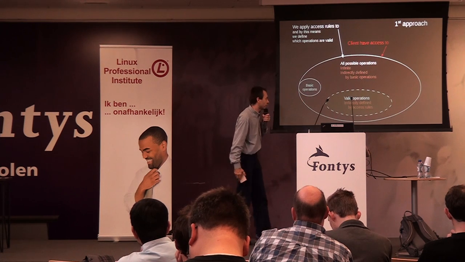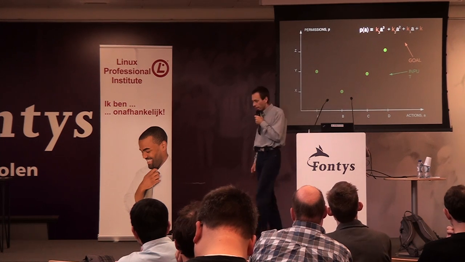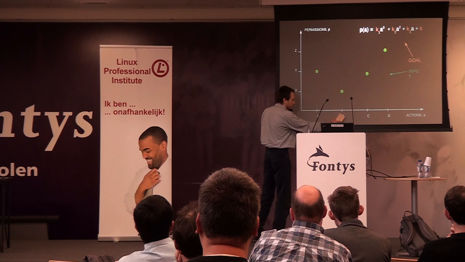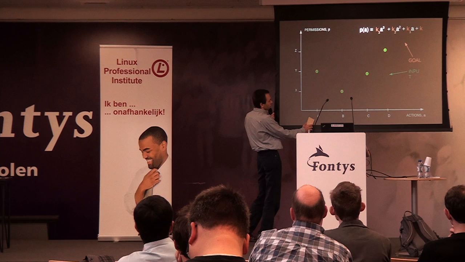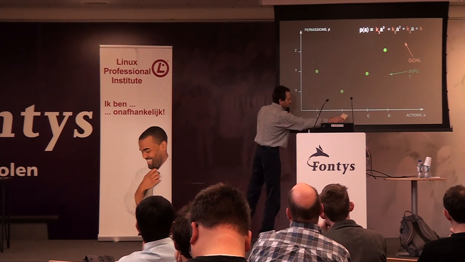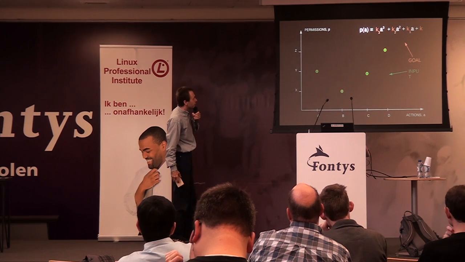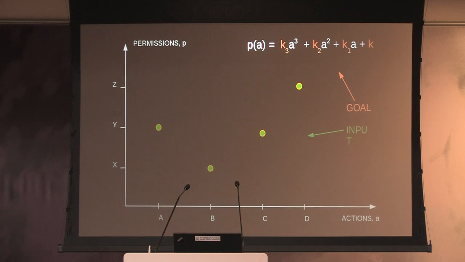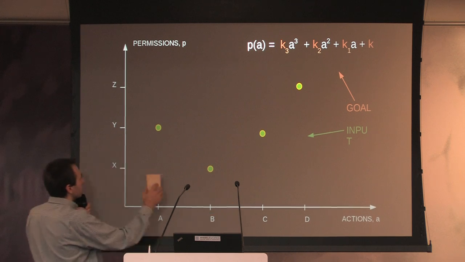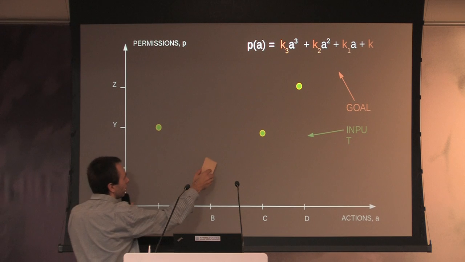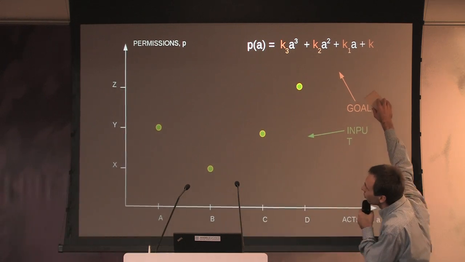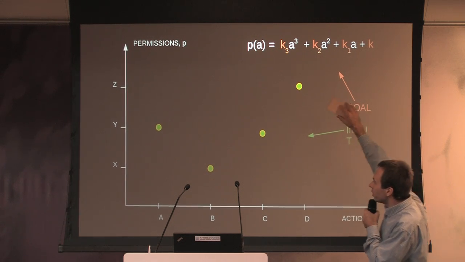Let me illustrate this problem with an analogy. The closest analogy of the first approach is polynomial interpolation. Now, imagine your user actions as specific data points. Let's say our clients have to be able to perform operations A, B, C, D. Then the permission is a function defined on these data points, which gives us certain values in each point. Say our input is, in these given points, the permission function must have the given values. And our goal is to restore the formula which describes the curve which connects all the given data points.